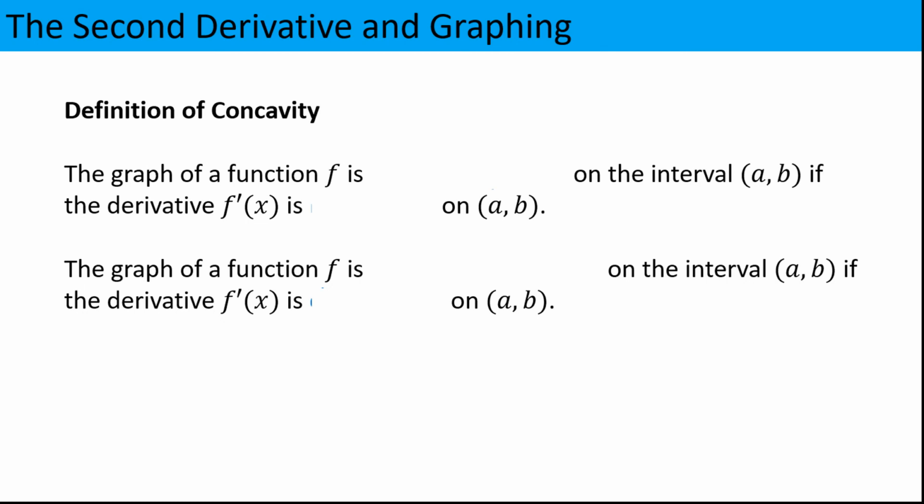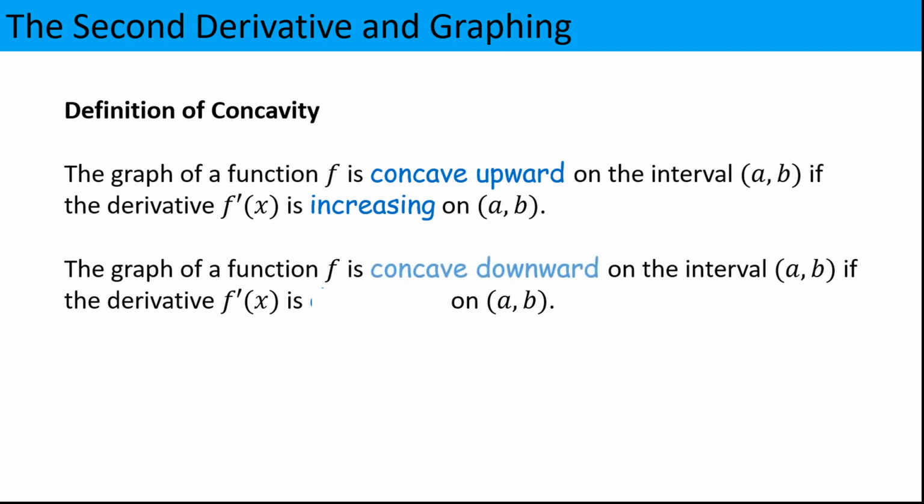Definition of concavity. The graph of a function f is concave upward on the interval a to b if the derivative f prime of x is increasing on the interval a to b. The graph of a function f is concave downward on the interval a to b if the derivative f prime of x is decreasing on the interval a to b.